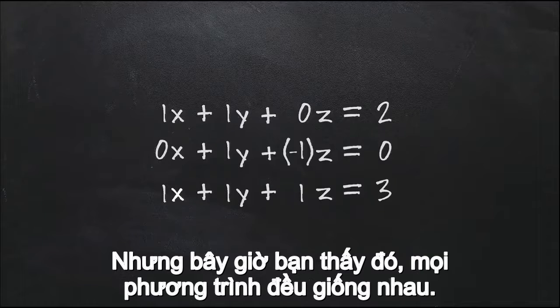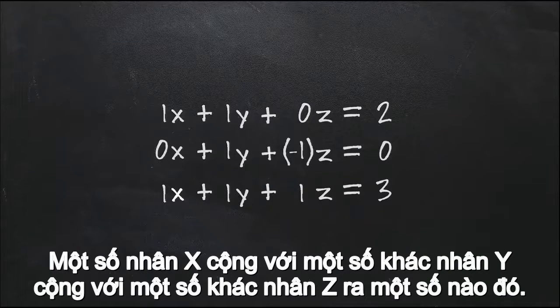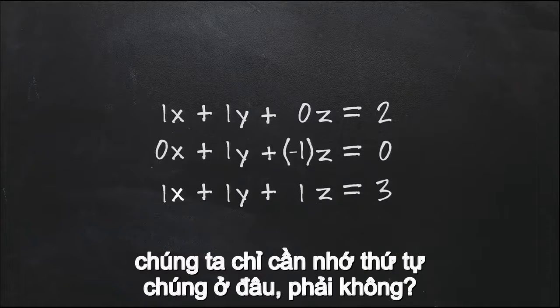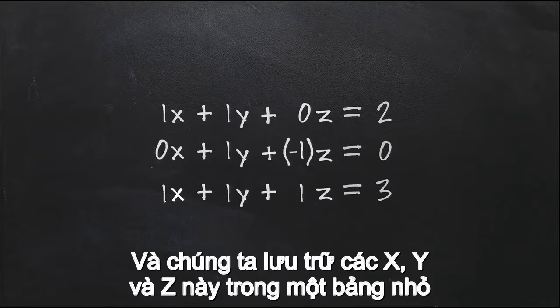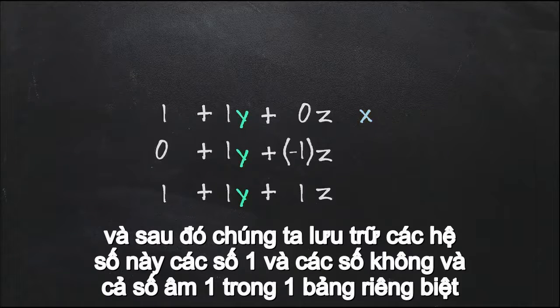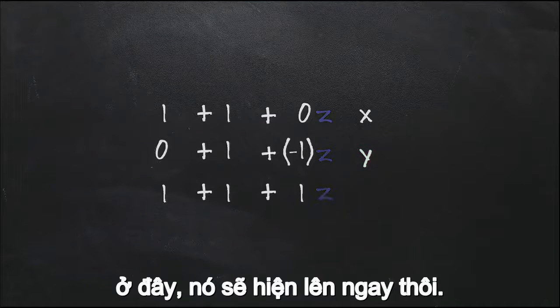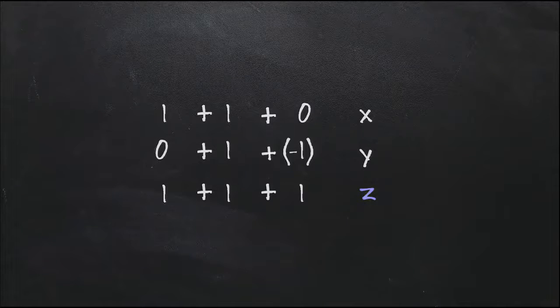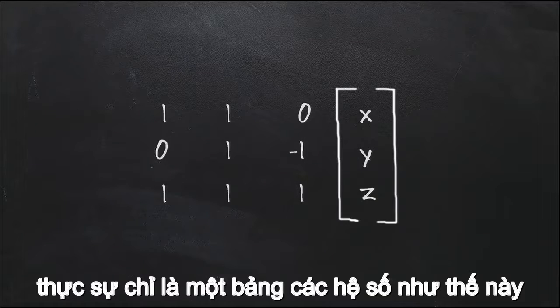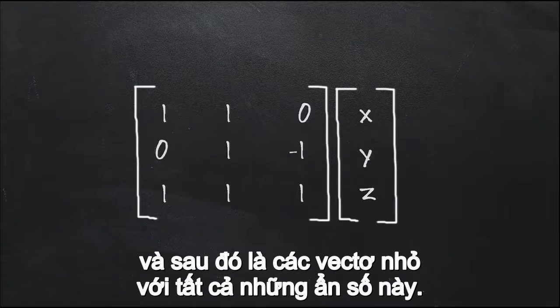But now you see every equation looks the same. Something times x plus something times y plus something times z is something else. And so we don't have to write x, y, and z all the time. We just remember the order in which they occur. Right? And we store these x, y, and z in a little skinny table that we call a vector, like this. And then we store these coefficients, the 1s and the 0s, and here also the -1, in a separate table, as I will show you in a minute here. Okay? So now the system of equations that I have is really just a table of coefficients, like this, and then this little vector with all these unknowns.